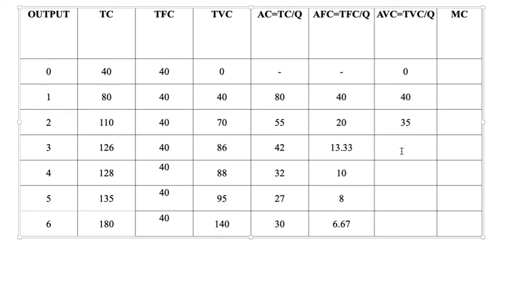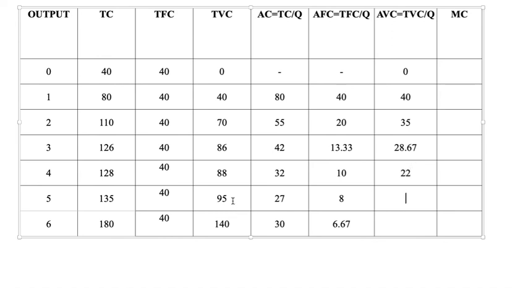Then what is our total variable cost now? Total variable cost is 86. 86 divided by 3 is 28.67. Then we have the next average variable cost. Total variable cost is 88. 88 divided by 4 is how much? It is 22.